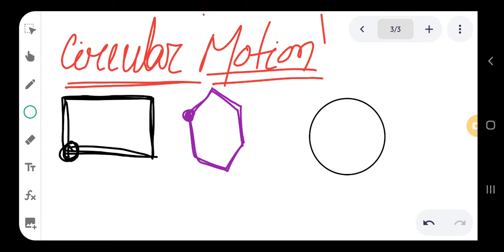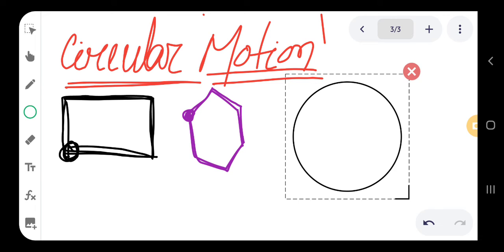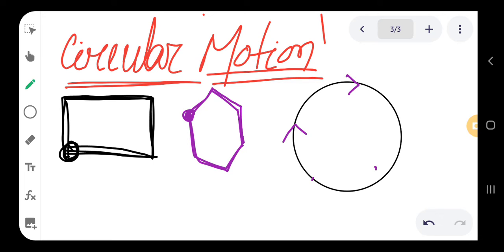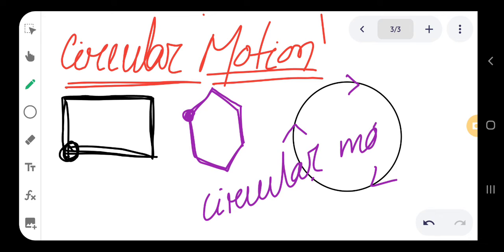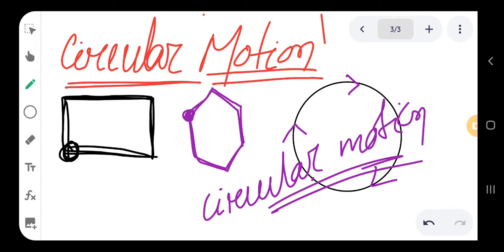So we are having a circular track as well. Okay, so this is a circular track. If you start here, you will be going from here like this, and this is your circular motion. This is a circular motion, and we are having many examples of circular motion.